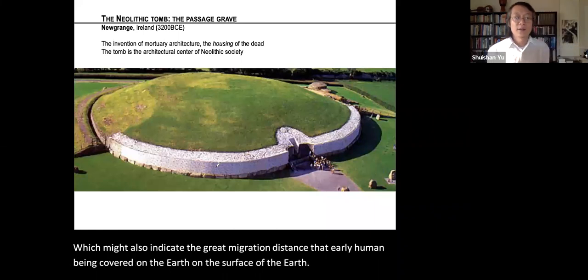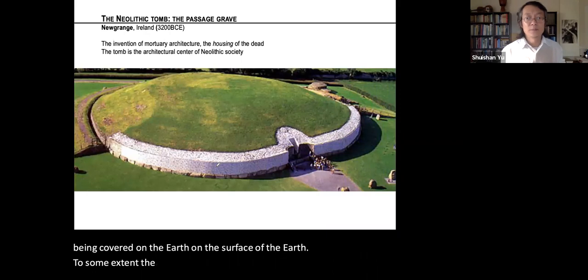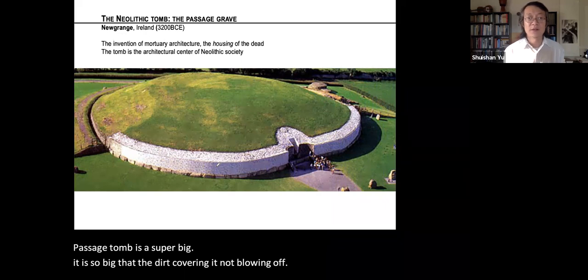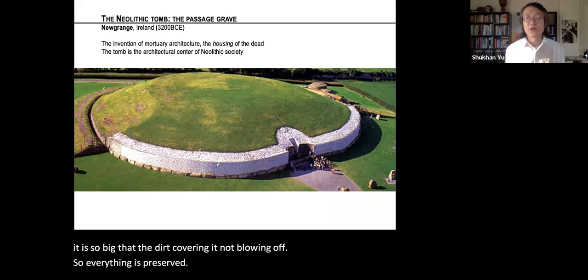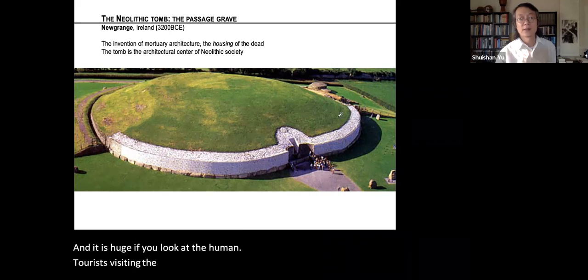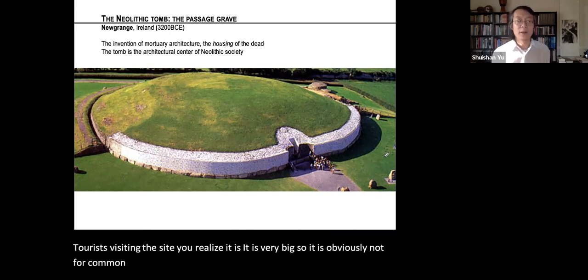To some extent, the New Grange passage tomb is a super big dolmen. It is so big that the dirt covering it has not been blown off. So everything is preserved. And it is huge. If you look at the human tourists visiting the site, you realize it is very big. So it is obviously not for a common clan, not for a common family. It is probably for a chieftain.